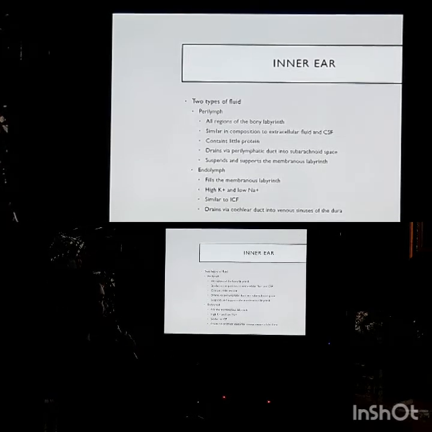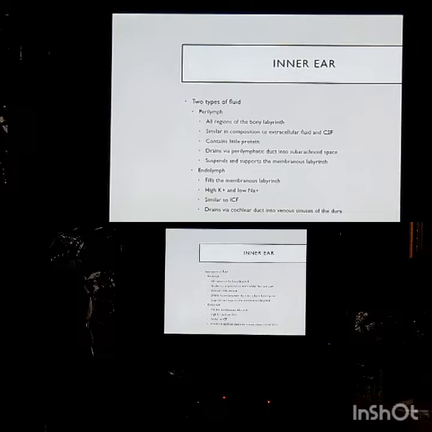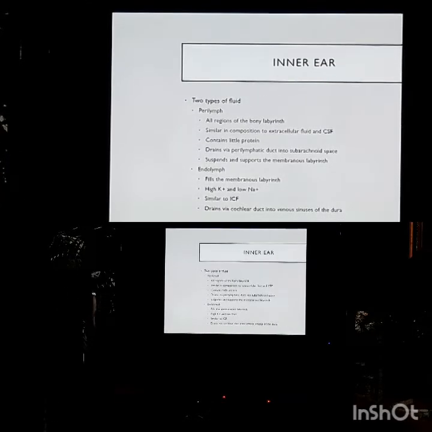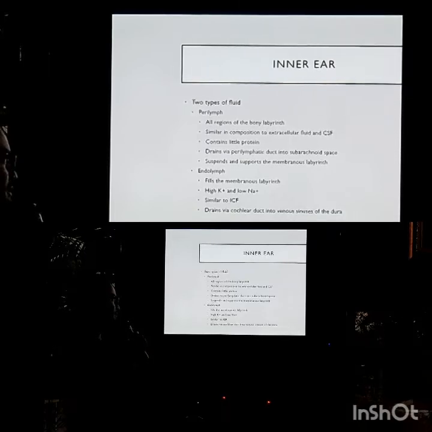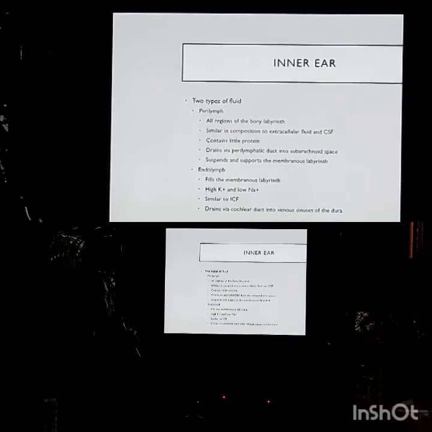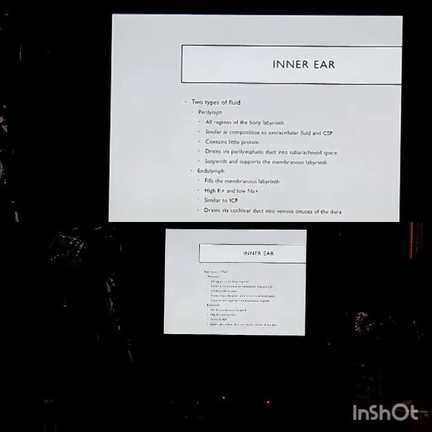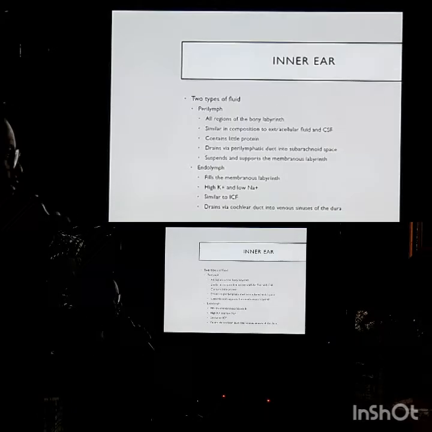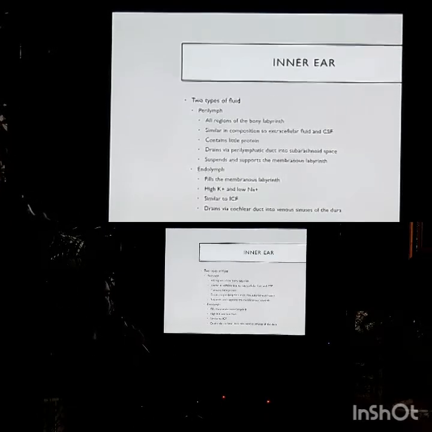While the endolymph, on the other hand, fills the membranous labyrinth, it is the opposite. So it's similar to intracellular fluid. It is rich in potassium and low in sodium. It drains via the cochlear duct into the venous sinuses of the dura. So remember, what other fluid drains into the venous sinuses of the dura? Yes, cerebrospinal fluid. Similar with the endolymph.